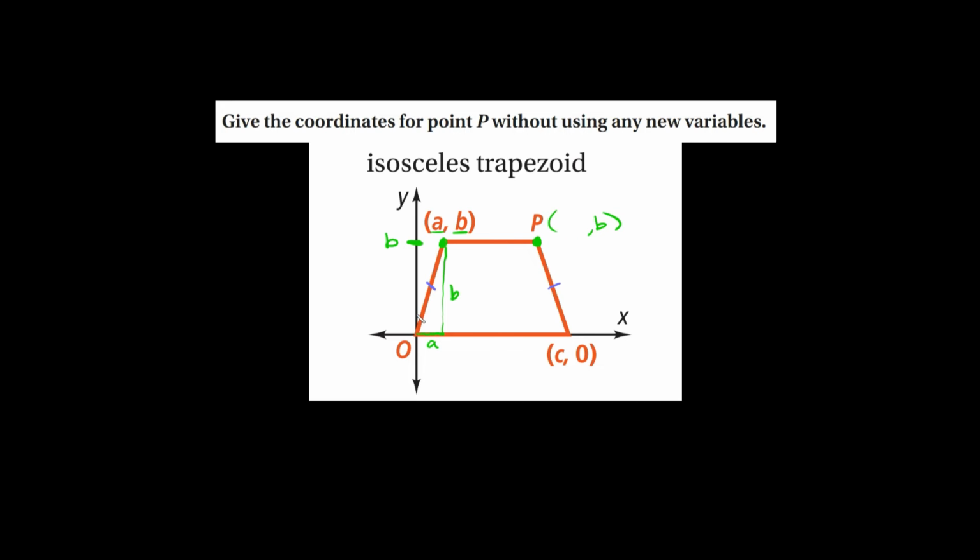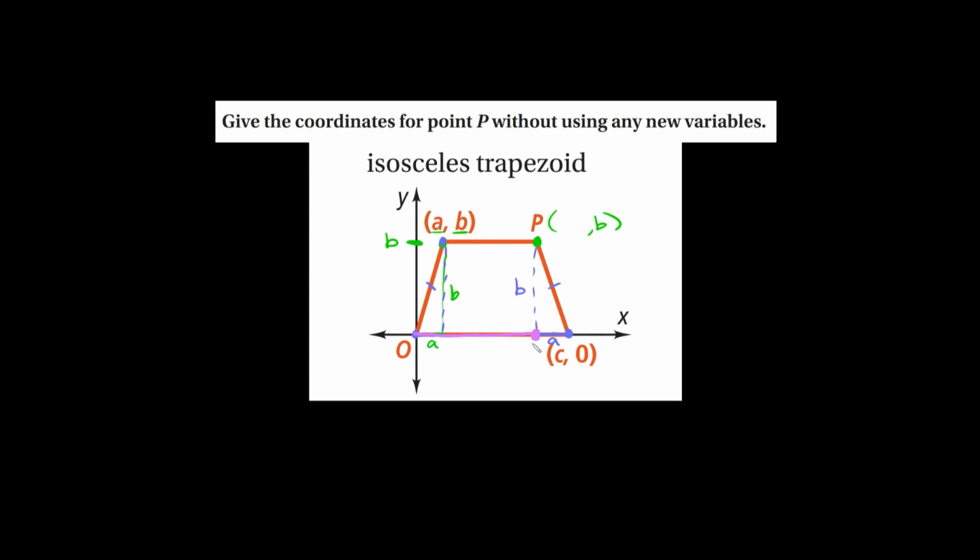Well, let's remember something. We have an isosceles trapezoid, right? So again, that means the legs are congruent. So if to go from the origin to this point, you have to go over A and then up B, it's symmetrical across the trapezoid. So to go from this point to point P, we also have to go over A and then up a distance of B.